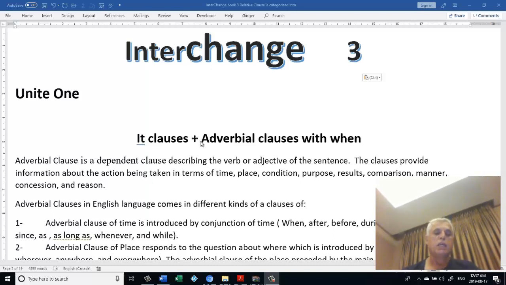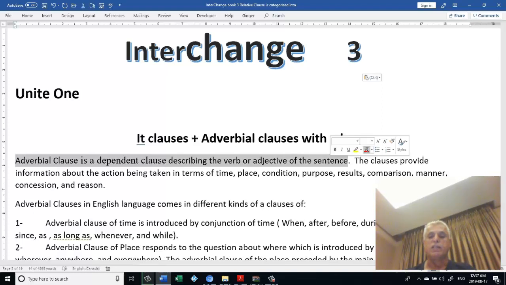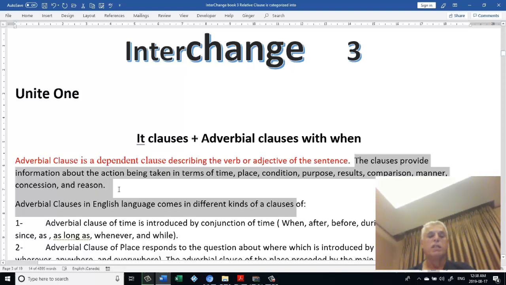We call it adverbial clauses with when. An adverbial clause is a dependent clause describing the verb or adjective of the sentence. The clauses provide information about the action being taken in terms of time, place, condition, purpose, results, comparison, manner, concession, and reasons.